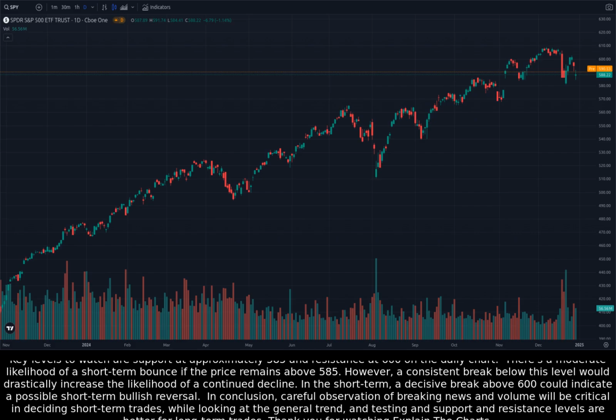However, a consistent break below this level would drastically increase the likelihood of a continued decline. In the short term, a decisive break above 600 could indicate a possible short-term bullish reversal. In conclusion, careful observation of breaking news and volume will be critical in deciding short-term trades, while looking at the general trend and testing support and resistance levels are better for long-term trades.